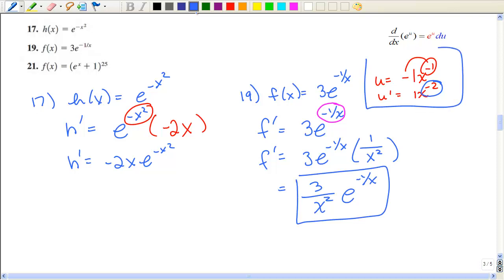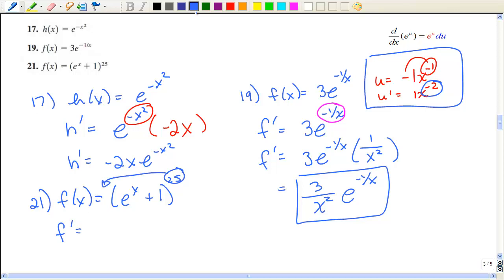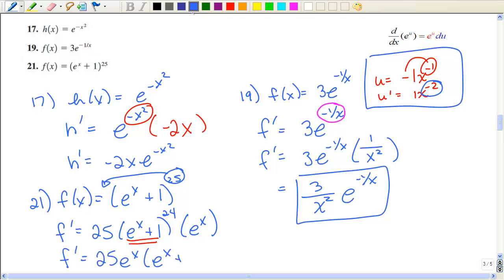Sometimes I think it's necessary to do the derivative of that numerator separately. We're going to use the chain rule, so I put that 25 in front, subtract 1 from the exponent, and then take the derivative of the inside part. The derivative of e to the x is e to the x. The derivative of 1 is 0. So my final answer is that.